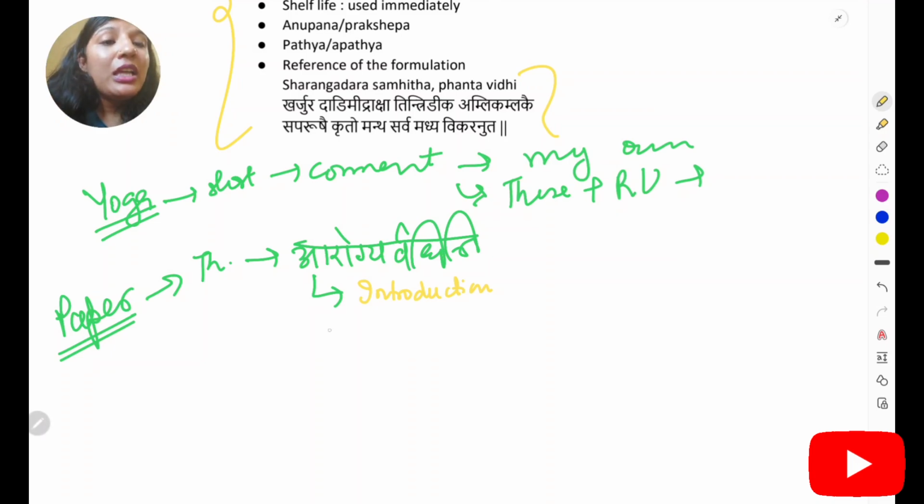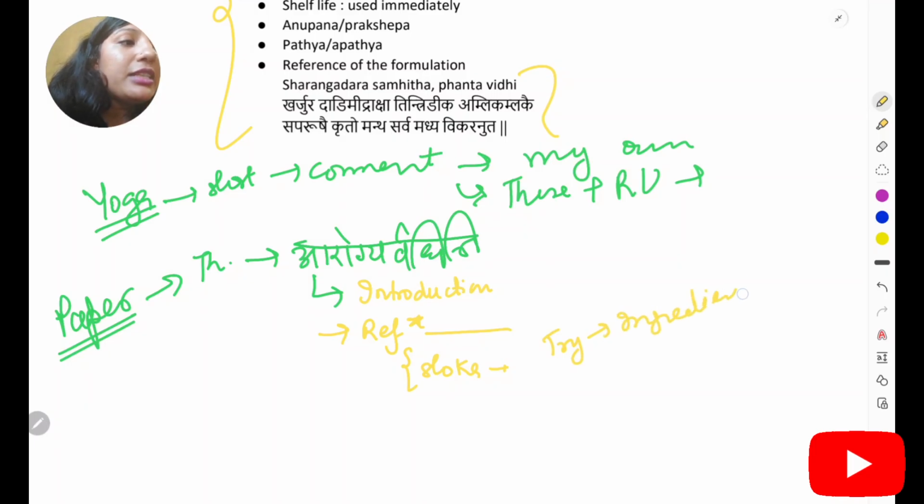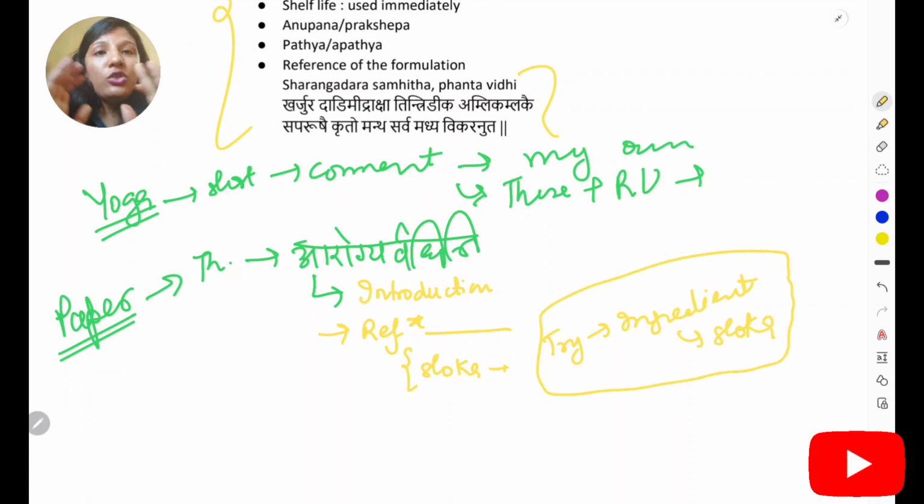not that much. Then if you have read the reference, you can write that it is taken from the Visarpa Chikitsa or this Charaka Samhita or Sushruta Samhita, like that. Then if you like, you can write the shloka reference. If you know the shloka, it is the very best thing, because you have remembered it. And if you don't know, at least try to learn the ingredient shloka. Why am I saying to learn the ingredient shloka? Because if we learn the ingredient shloka, we can't mix up the two things.